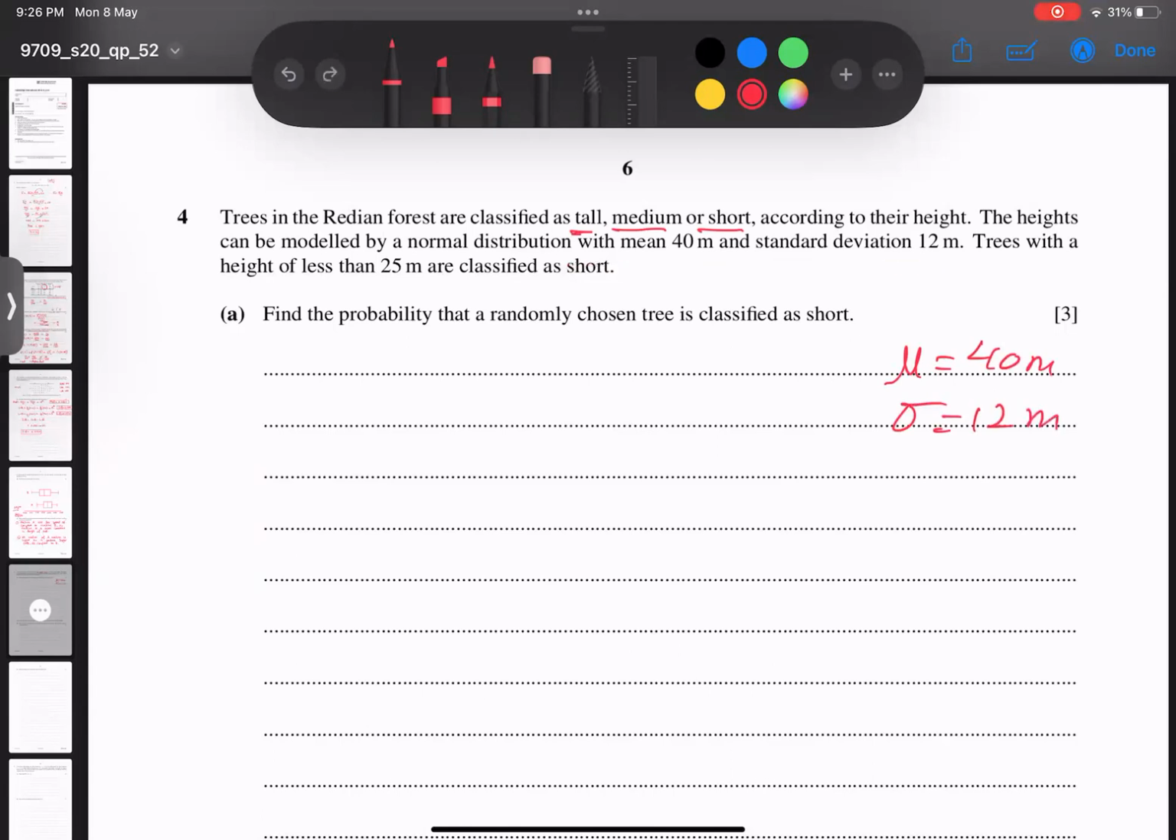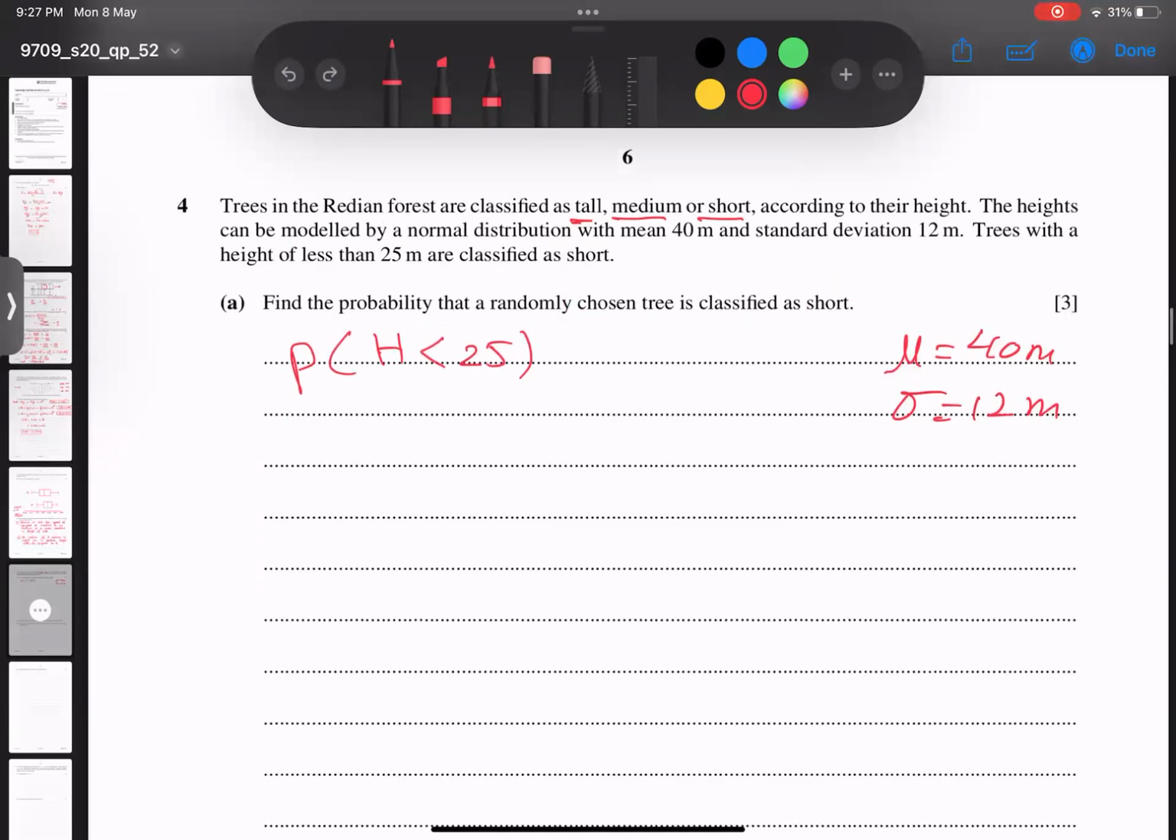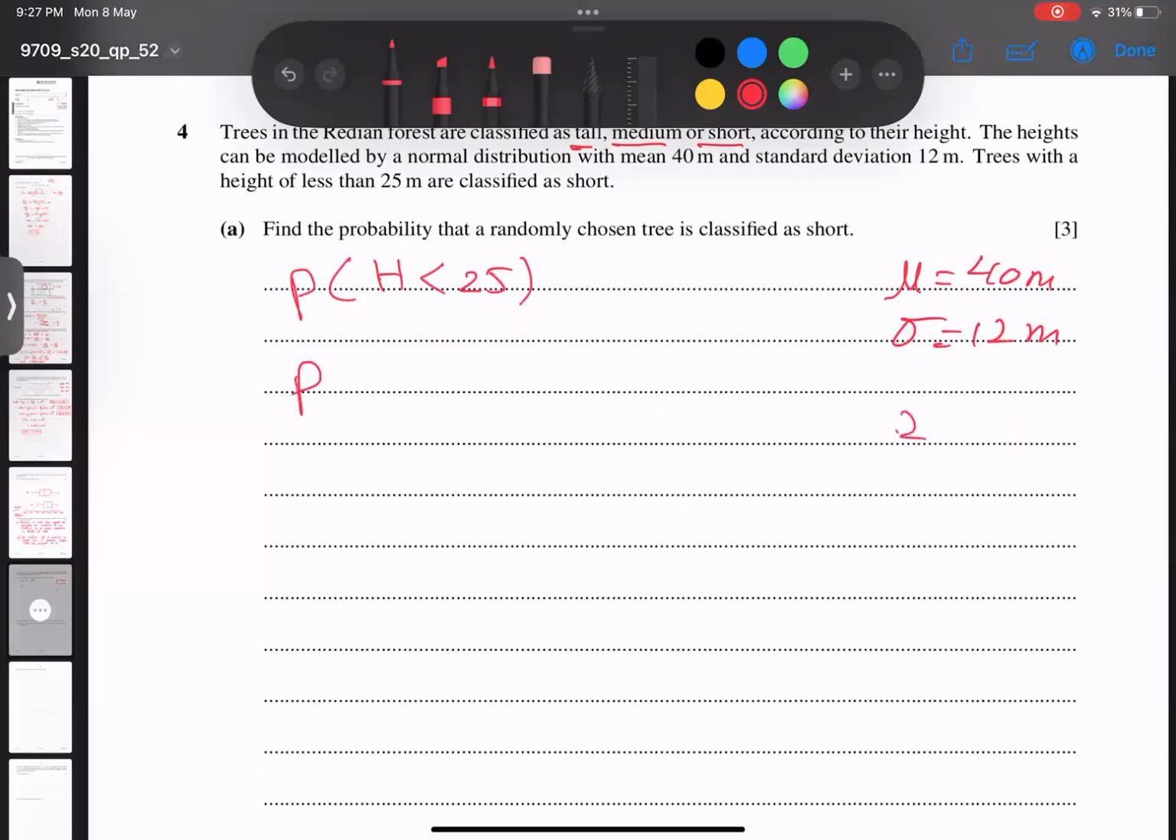He mentioned that trees with a height less than 25 are classified as short. So we have to find the probability that a randomly chosen tree is classified as short. Let's start. You know the formula Z equals X minus mean divided by deviation. So Z equals 25 minus 40 divided by 12.